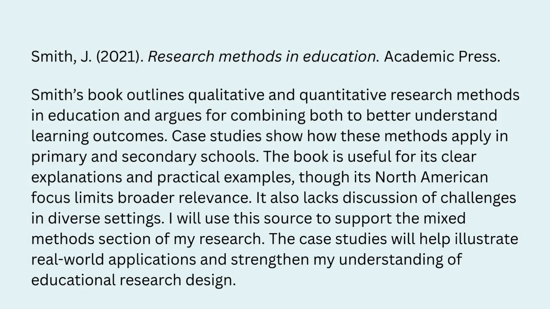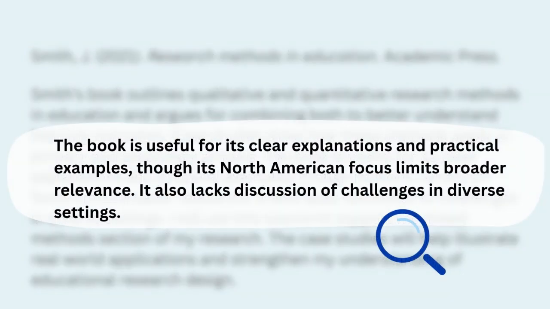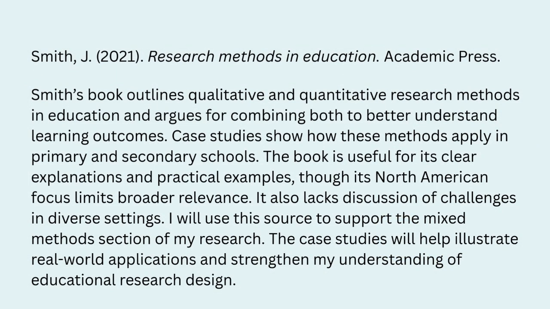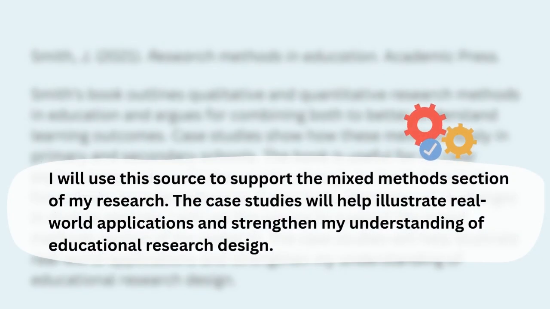Next, find the evaluation. This is where the source is assessed. Look for comments on the author's credibility, usefulness, or limitations. In this annotation, this part includes both strengths and weaknesses of the book. Finally, find the reflection. This connects the source to the writer's research. Ask, how will they use it? Why does it matter? In this annotation, the final sentences show how the source will shape their own work.